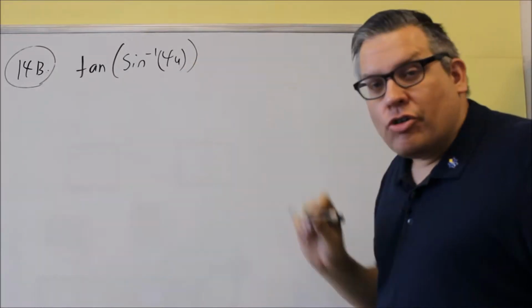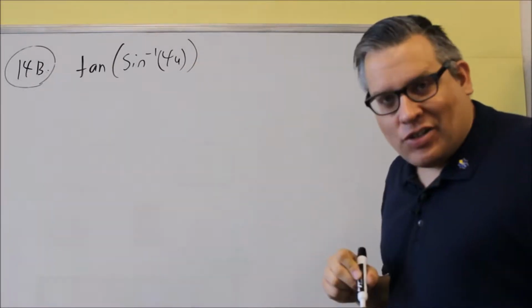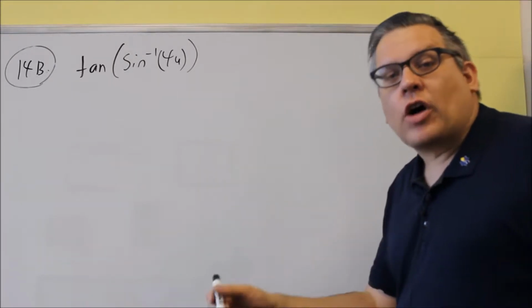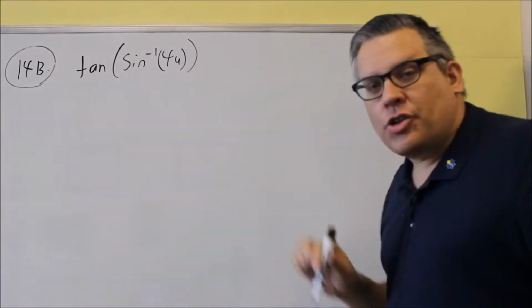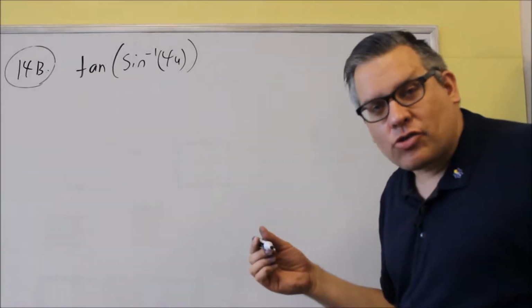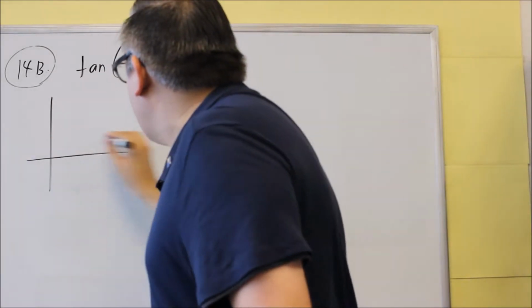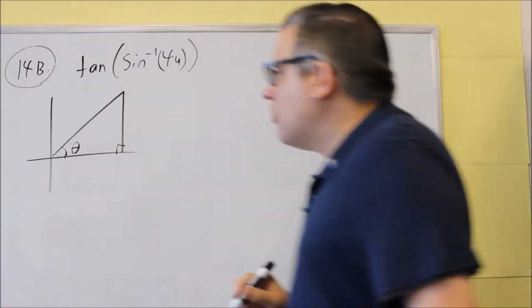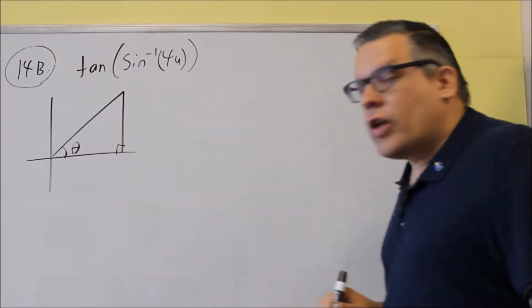It says that u is given as positive. So when you're talking about inverse sine, you can draw the triangle in either quadrant 1 or 4, but because we're given u as positive, that means we'll draw it in the first quadrant. So we draw a triangle here in the first quadrant. Theta would be there, and there's your right angle.